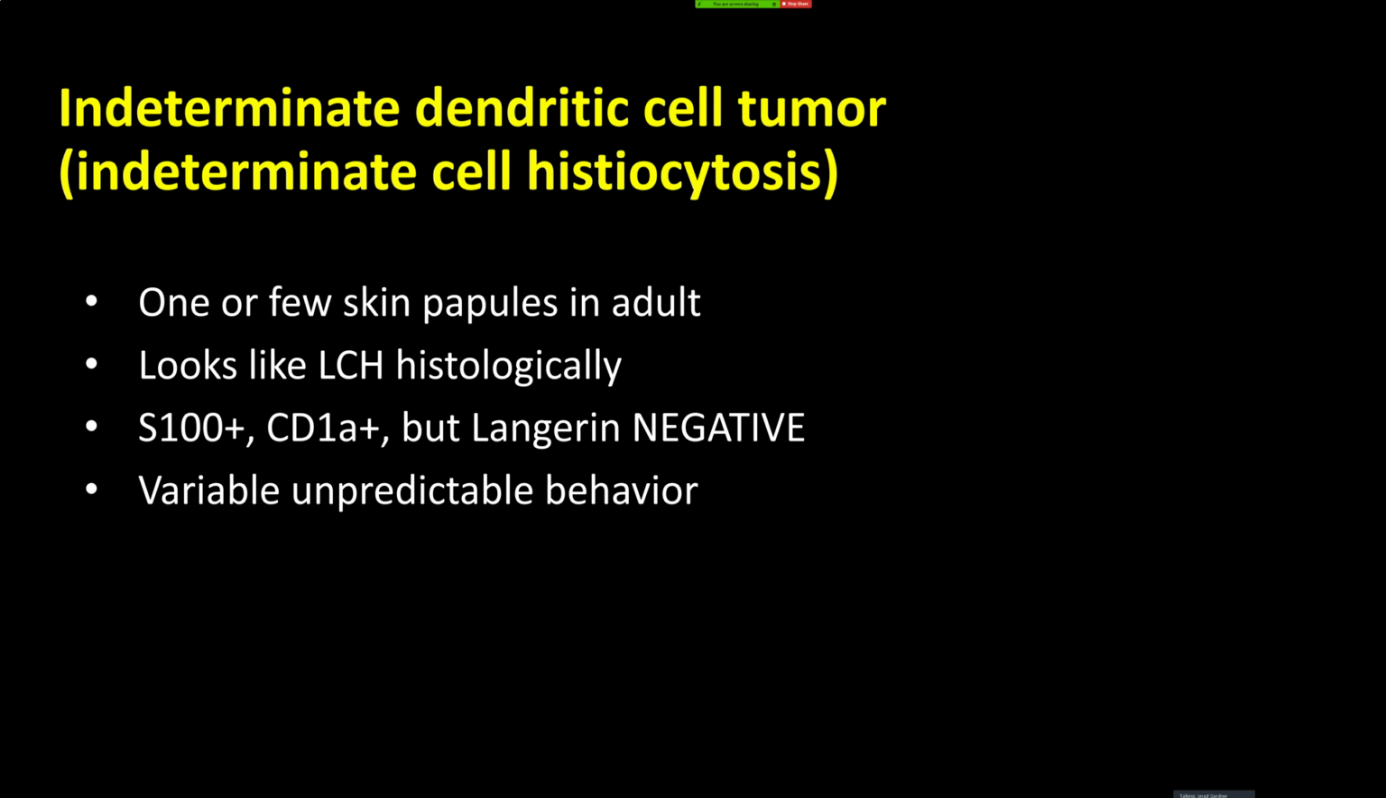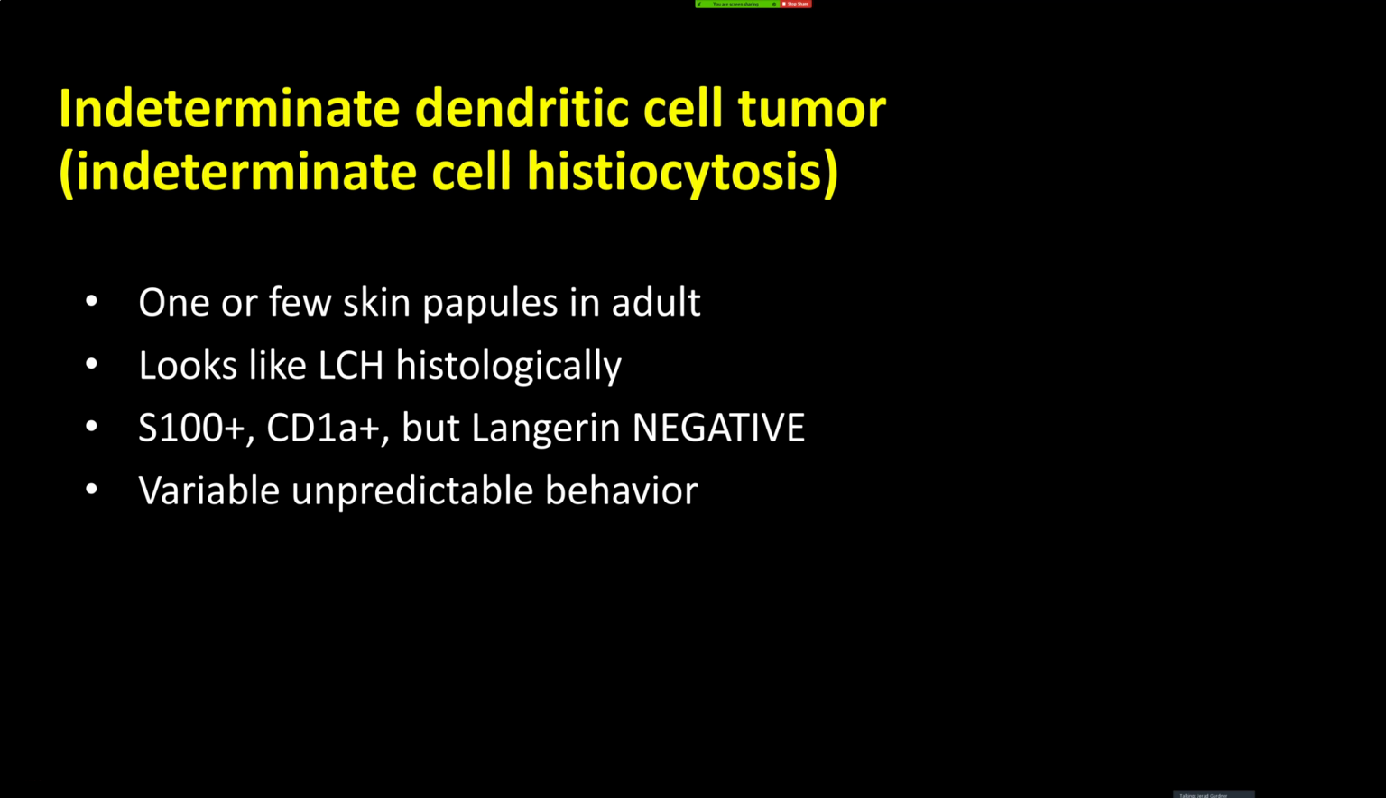And I'll just mention this here. I have some cases, but I don't have any pictures taken to show you. There's this very weird rare disease called indeterminate dendritic cell tumor or indeterminate cell histiocytosis, which the simple way to think of it is basically it looks like Langerhans histiocytosis, but if you do electron microscopy, which most people don't have easy access to, it lacks Birbeck granules, which are the classic ultrastructural finding of true Langerhans cells. But otherwise, they look and stain like it.